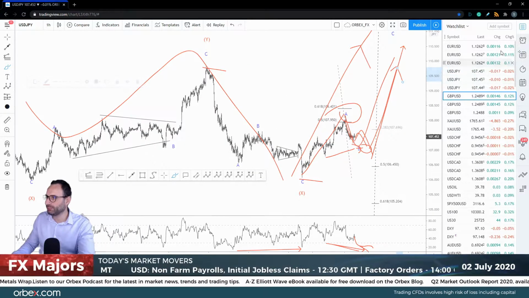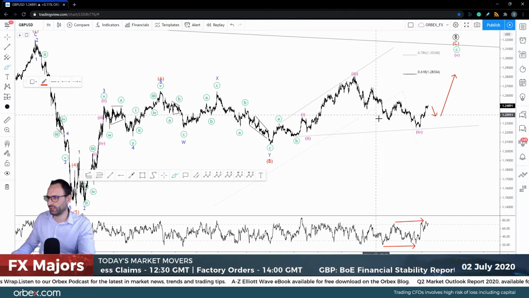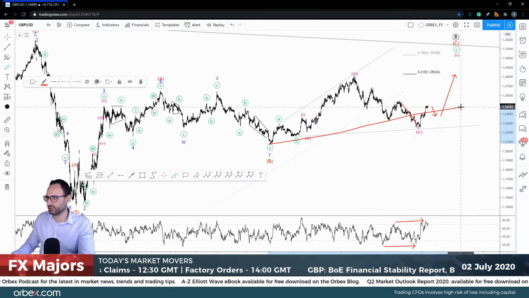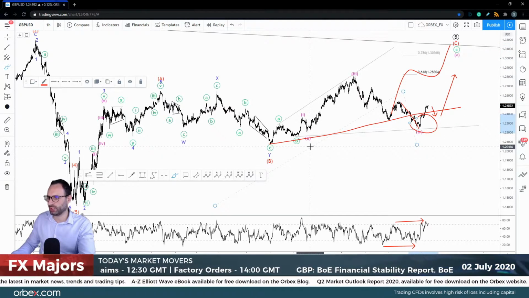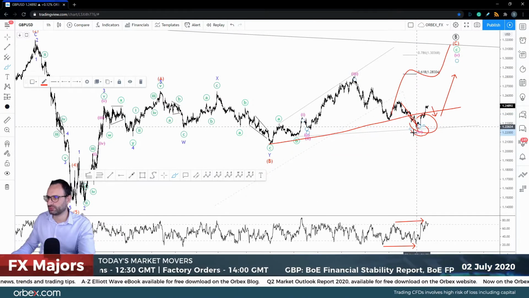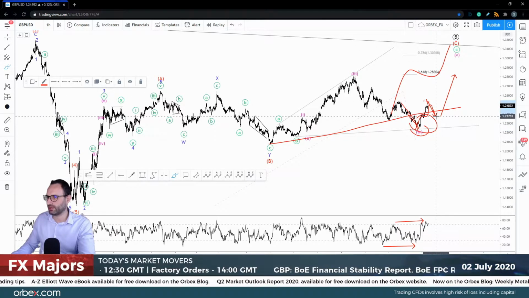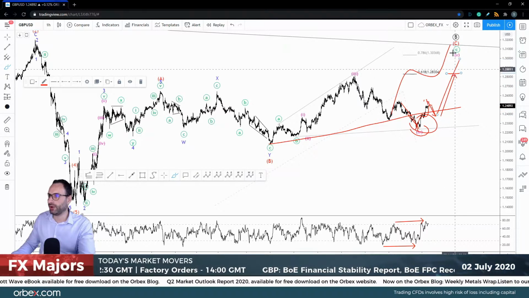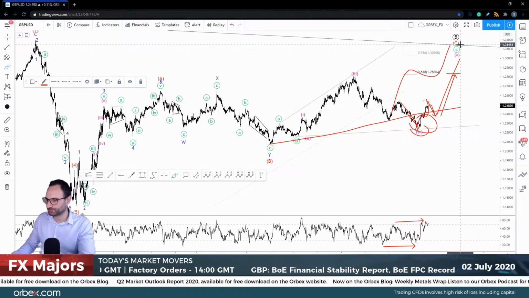And last, pound. Although I do not like this move down here, because we're looking at this being an ending triangle, I'm still looking at this with pretty much the same point of view. It's just another move to the downside. So this is probably wave A. We're expecting wave B and then wave C up to around 128.30, or anywhere up to this trend line, around 131 or so.